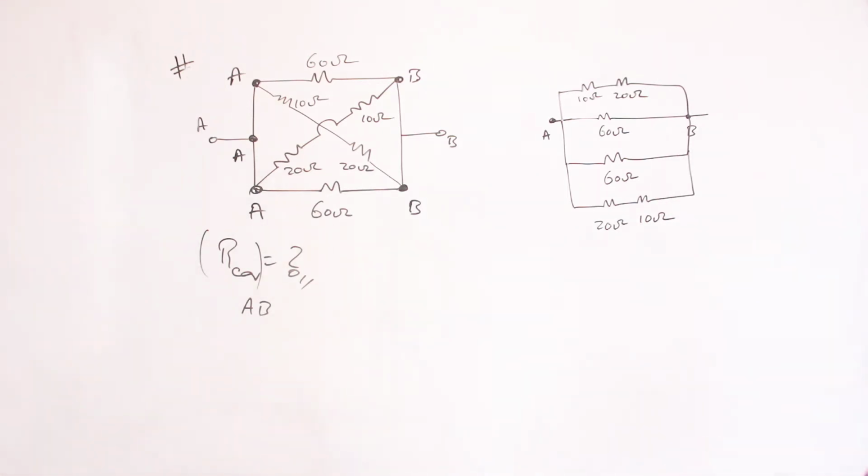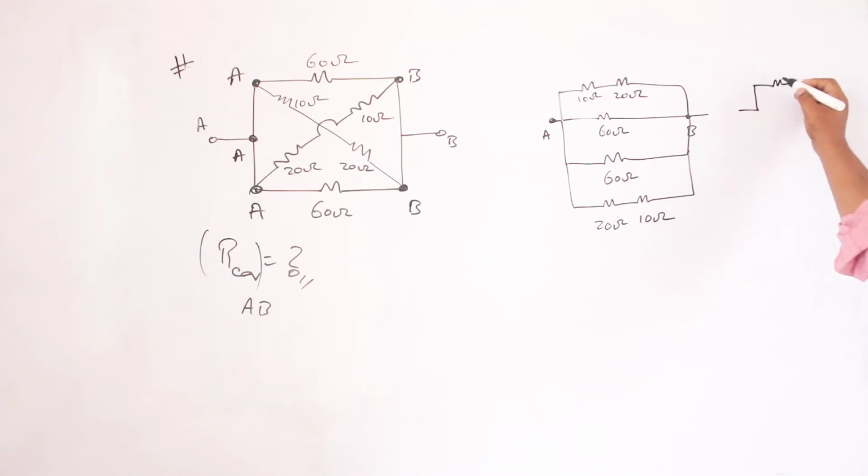Now simplify this circuit. This is 30 and this is also 30. 30 and 30 are in parallel connection. So the total is 15. 60 and 60 are also connected in parallel, so it is 30. So 30 and 15 are present in parallel connection.